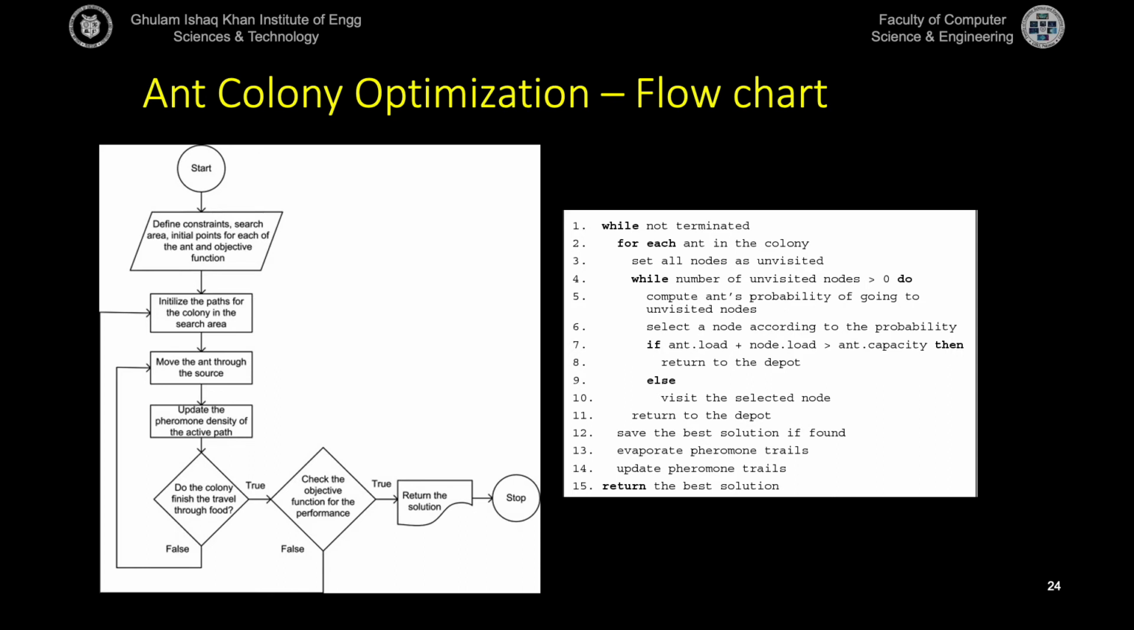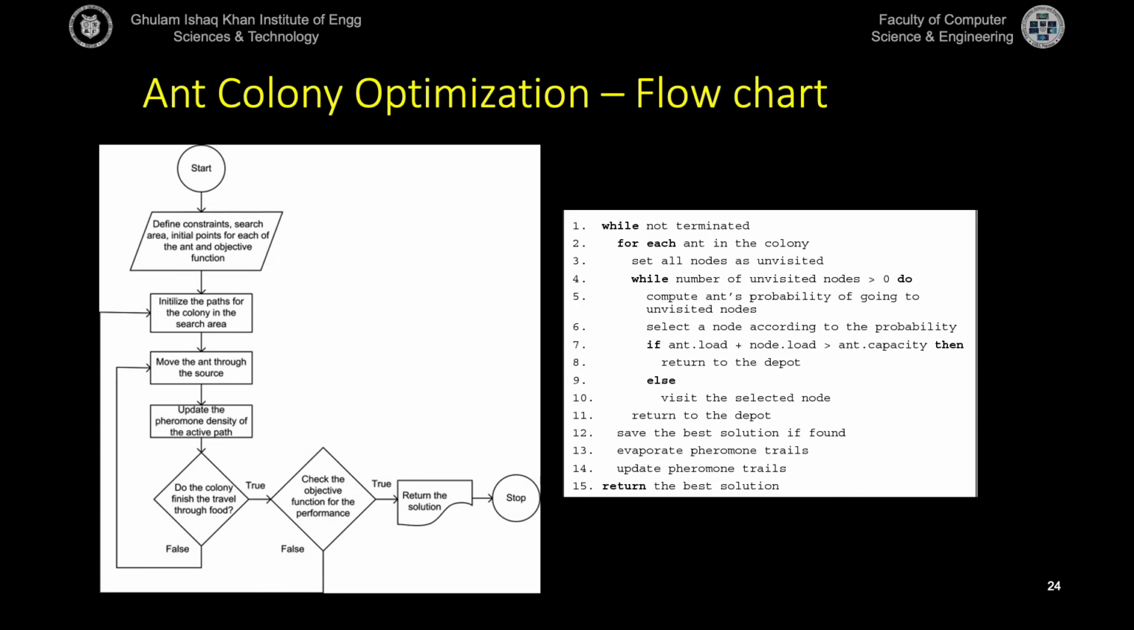So starting with how the flow chart will work, I'll just go on with each individual step here. We start in the start state, and first of all we need to define our constraints. For example, the control parameters, we need to define those, and we need to define the search area, we need to define the initial start points for each of the ants, and then finally the objective function with which we are evaluating the optimality of our goal.